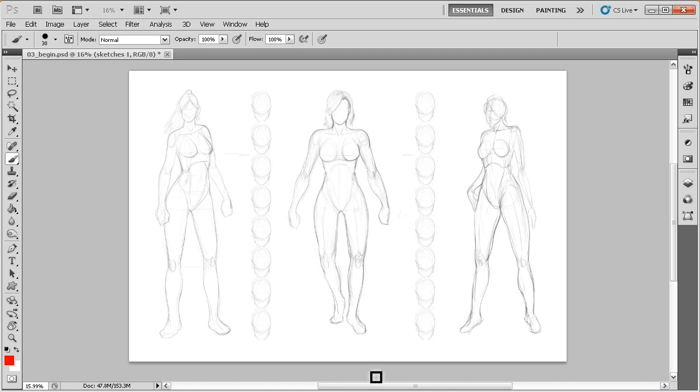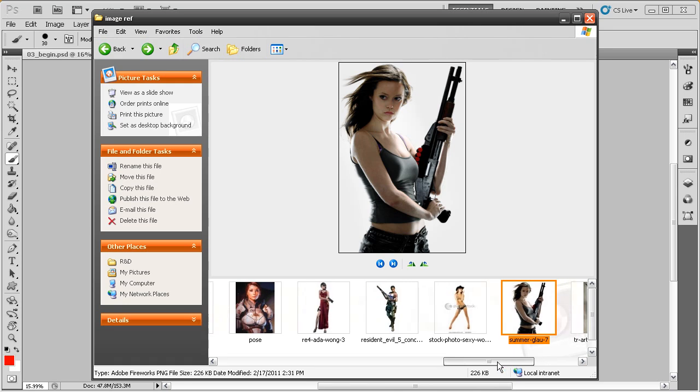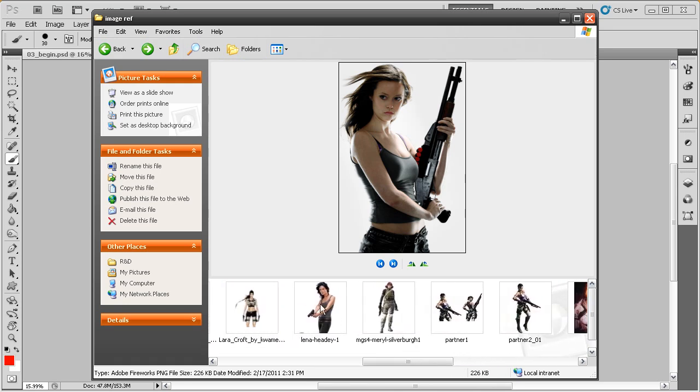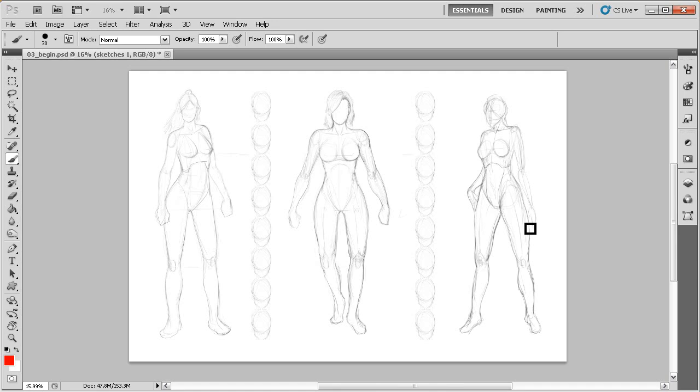So in saying that, let me go ahead and show you some of the reference material that I've used for this particular project. Reference material is important to any project like this one. Whether you find that reference material from film, from video games, from comics, magazines, or even other artists, acquiring it is going to be really key to your success. So I've gathered several pieces of reference material here to look at as I'm drawing this particular character.